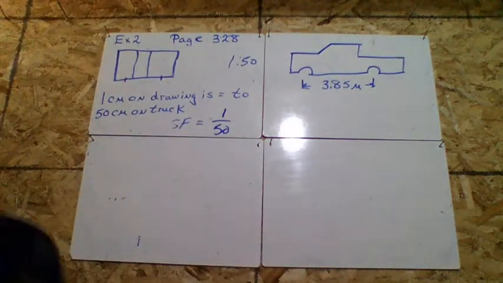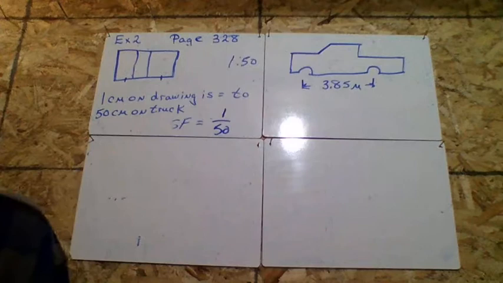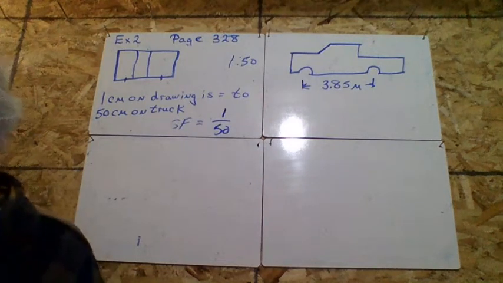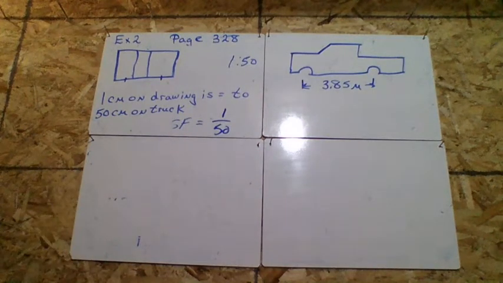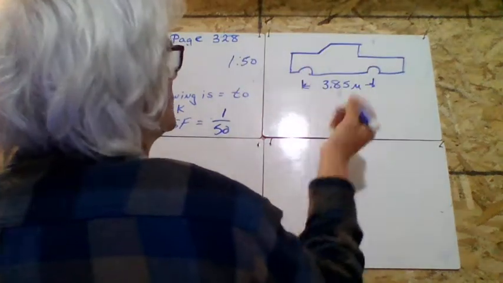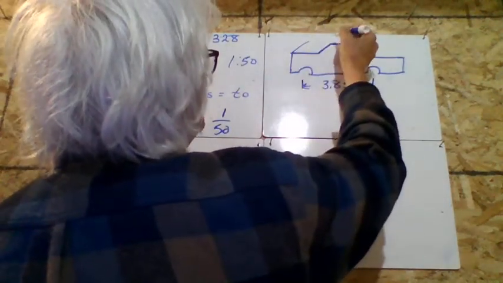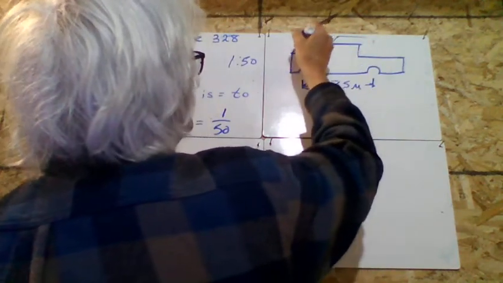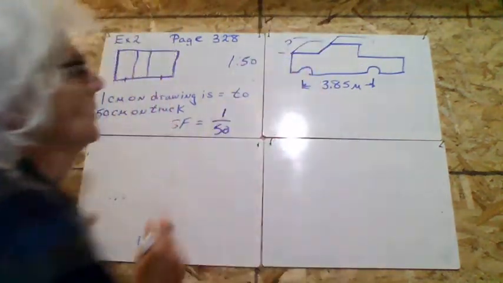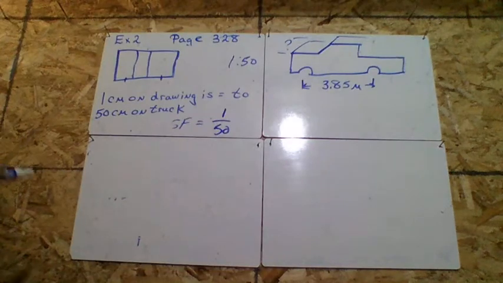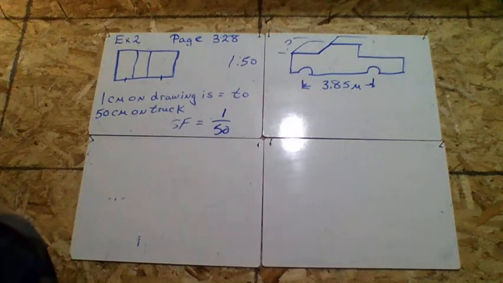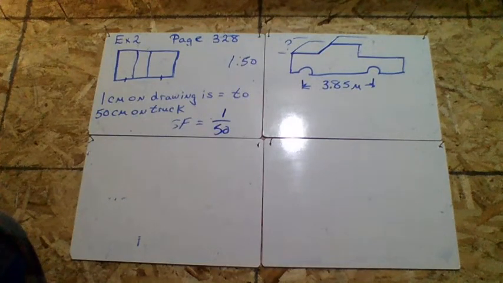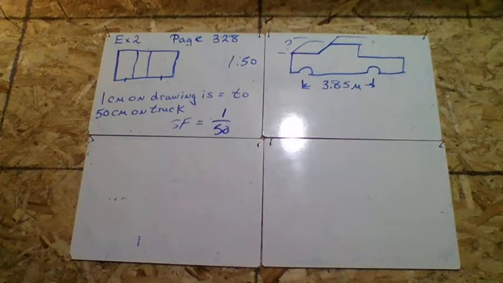So, what do they ask me in the B part? What is the width of the truck? Right, they want to know the width of this actual truck, like if I was looking at it three-dimensionally. They want to know what that is. So I'm going to take that drawing in the textbook, take my ruler, and I'm going to measure that. And I get 3.2 centimeters.